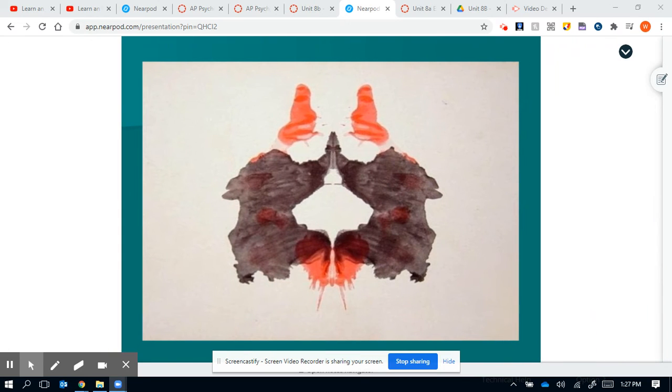So, for instance, here's an example right here. What do you see? Bears dancing. Anybody else? Clown. Okay. Bloodstains. Okay. Butterfly. Okay. Two elephants. I see two, or maybe two gnomes dancing. Two gnomes high fiving. All right. Two bears connecting hands.